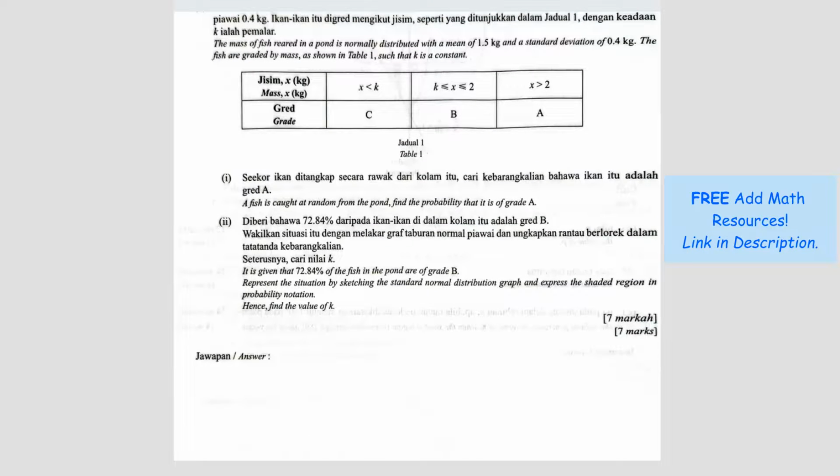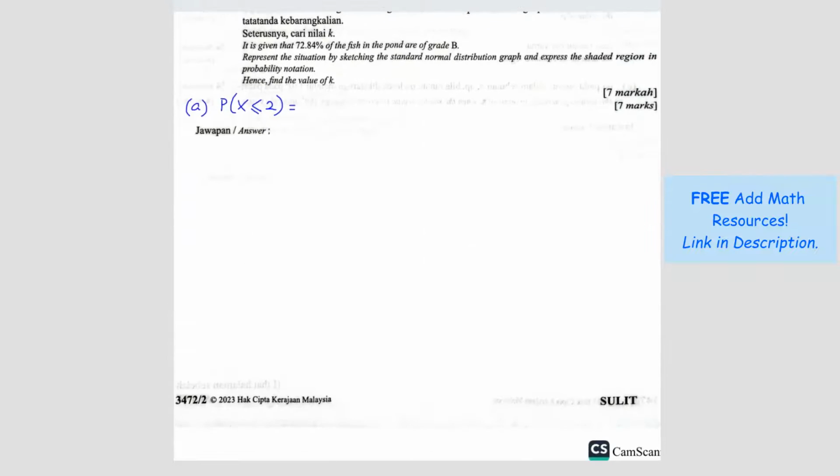So question A, we are looking for P(X less than or equal to 2). N is 8. Before that, we just write down what we need first. So we need P(X equals 0) plus P(X equals 1) plus P(X equals 2). These are the 3 probabilities we're looking for.